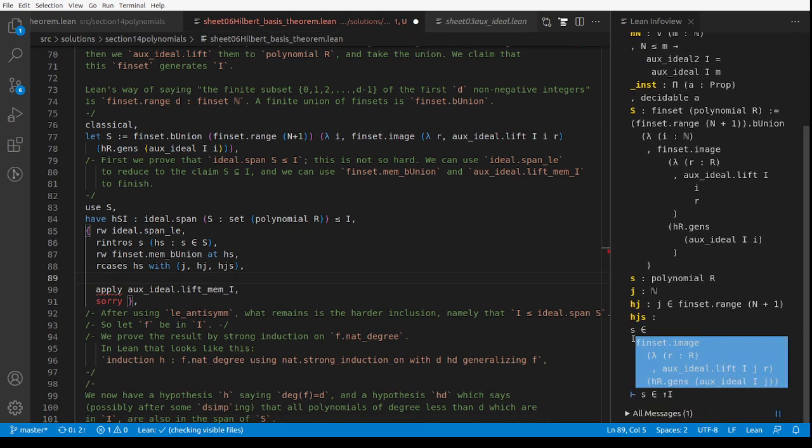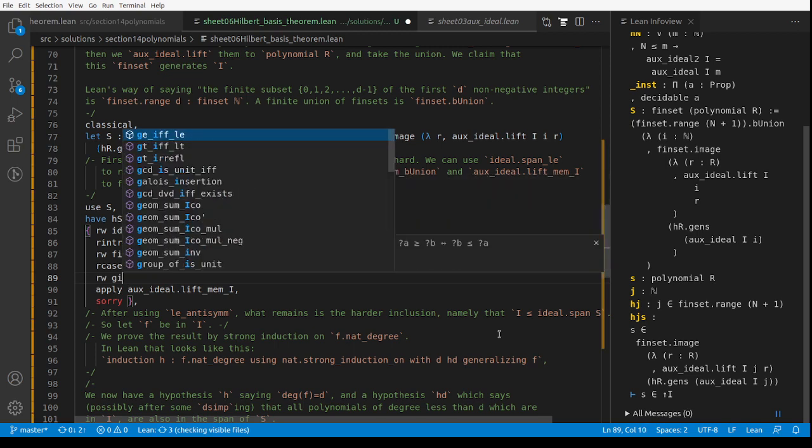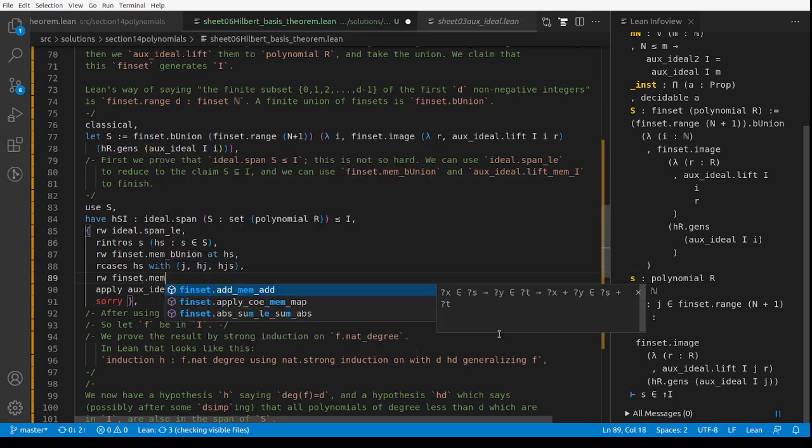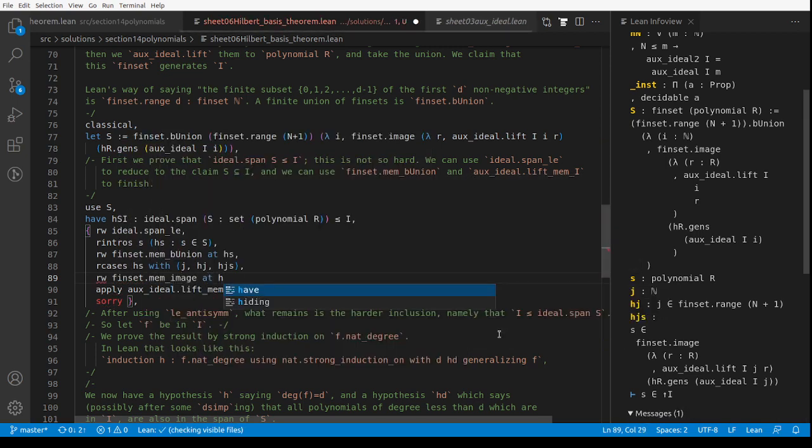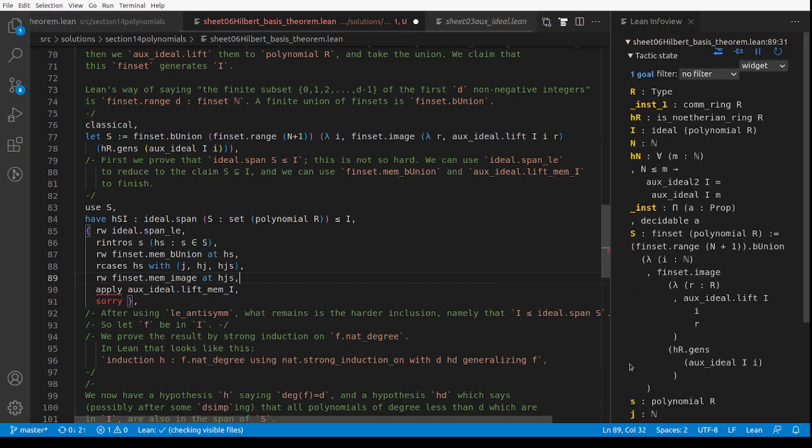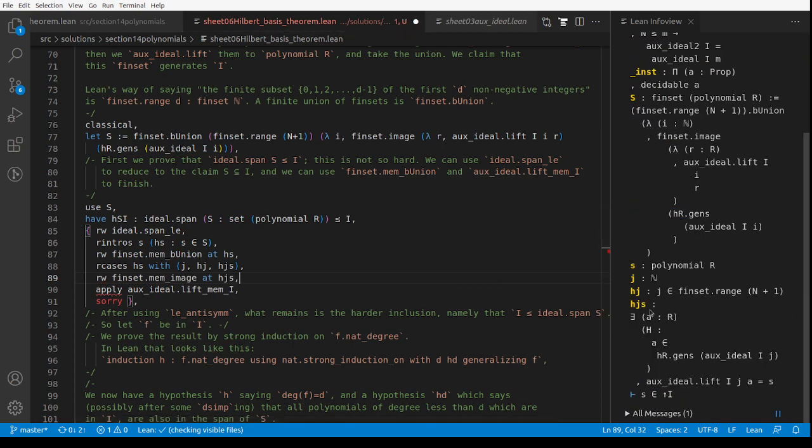So let's rewrite Finset.mem_image then. Finset.mem_image at hjs. And now that says there exists an a. You see, there we go. And now we take this apart because hjs now says that this is some lift.